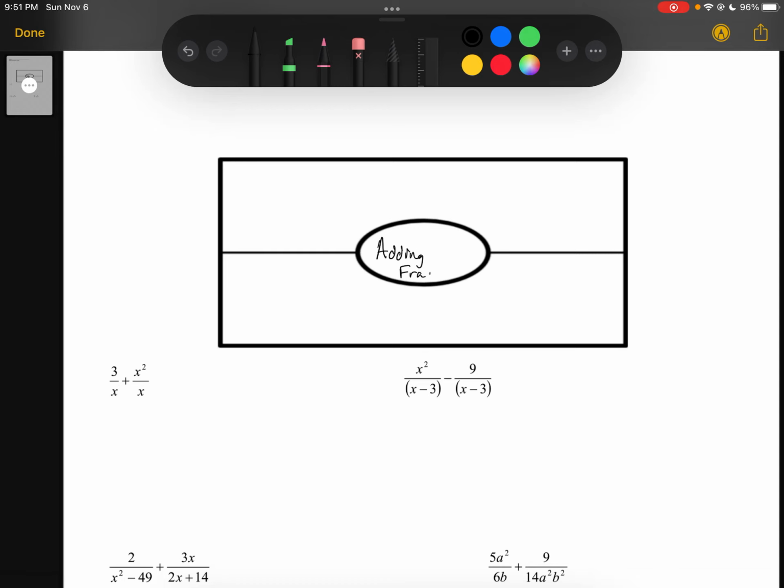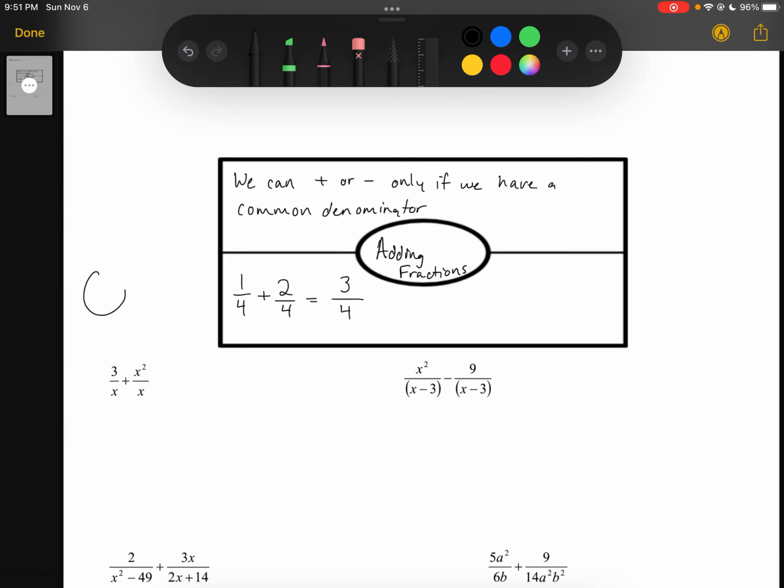So the first thing we're going to talk about is adding fractions. So for fractions in general, we can add or subtract only if we have a common denominator. So in the example of, let's say, 1/4 plus 2/4, we can put that together and keep the bottom the same and add the numbers on the top.